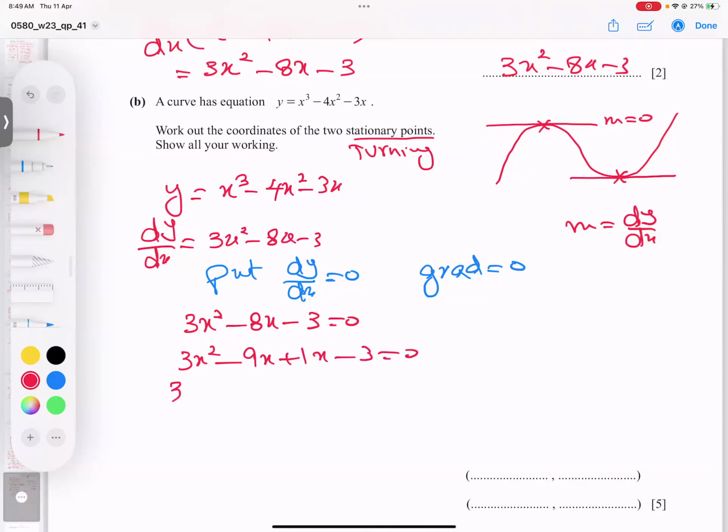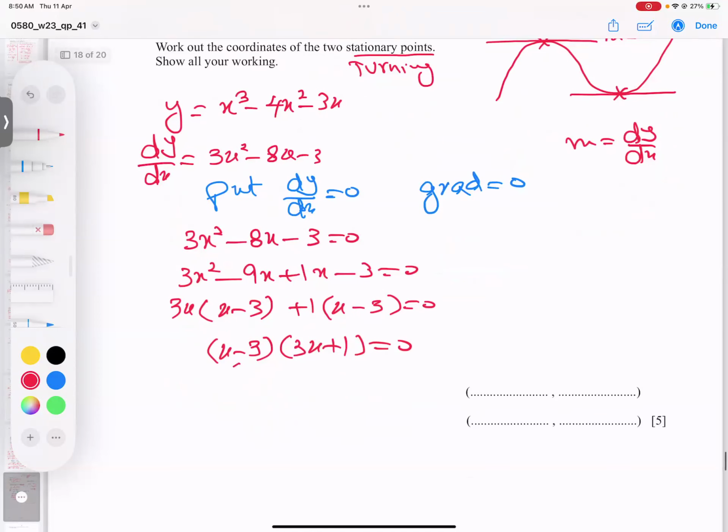So from here, 3x common, I got x minus 3. From here, 1 common, I got x minus 3. So it is equal to 0, and this is matching. If I take x minus 3 common out, you can use the quadratic formula. If I take it common out, what is left? This and this left: 3x and plus 1 left.